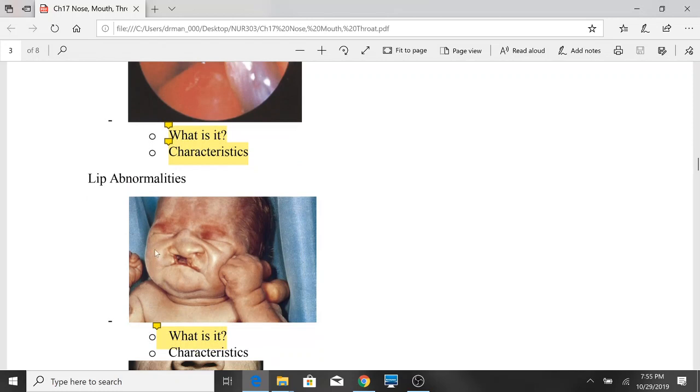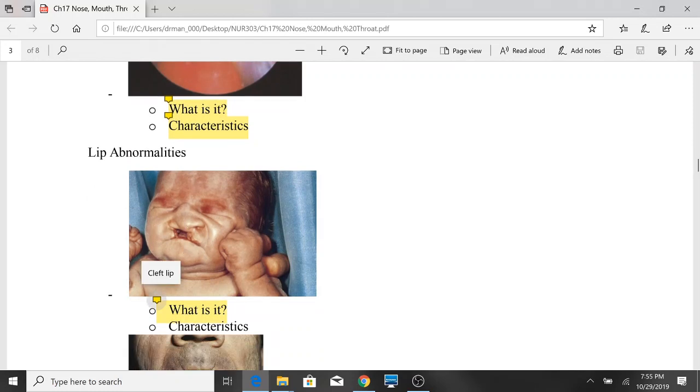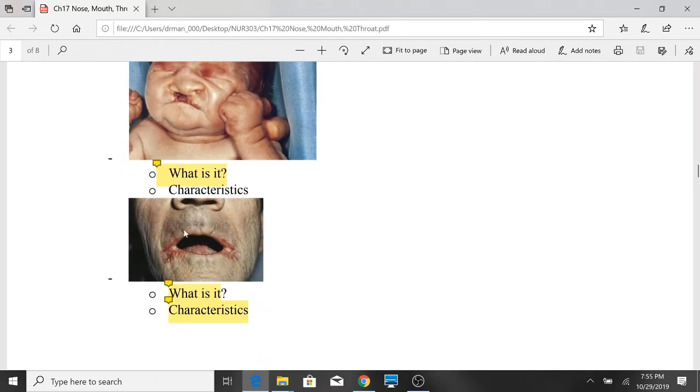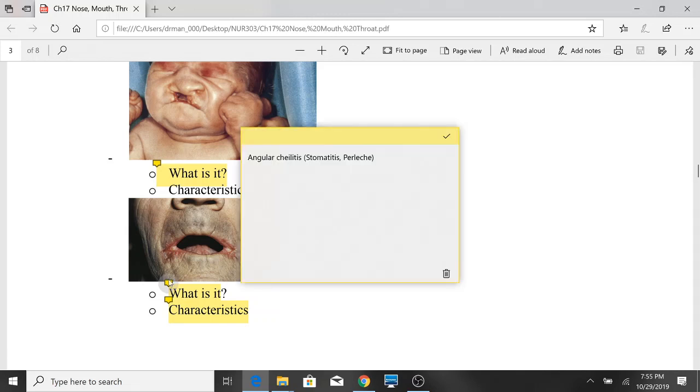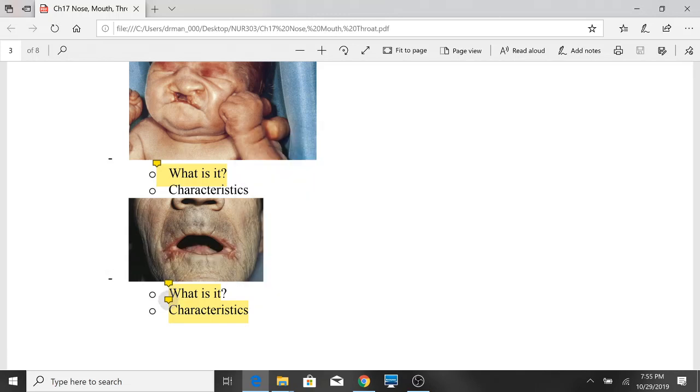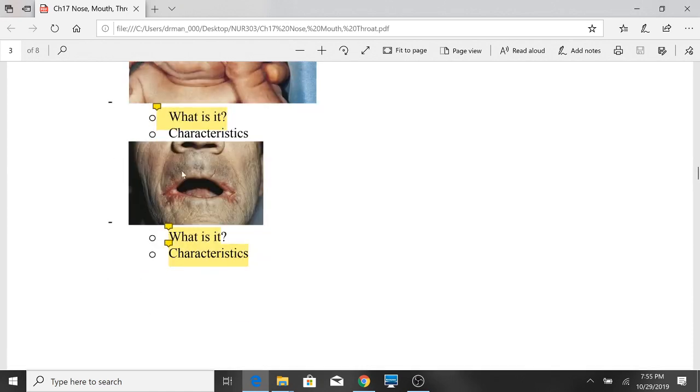Well, this is pretty easy. The lip, you can tell, cleft lip. This is kind of interesting. I thought it's angular cheilitis. You've got erythema, scaling, and shallow, painful fissures all on the sides. So it's cheilitis, angular cheilitis.